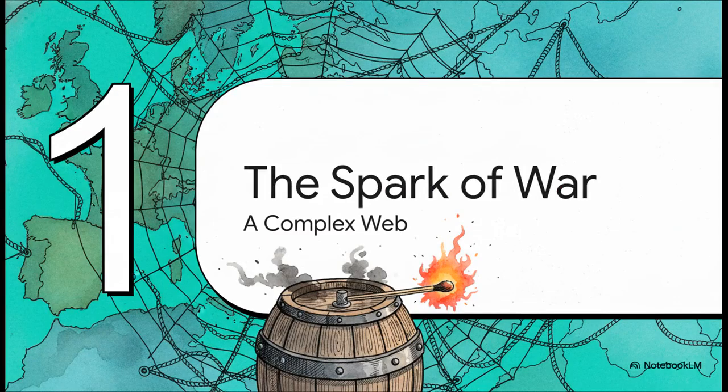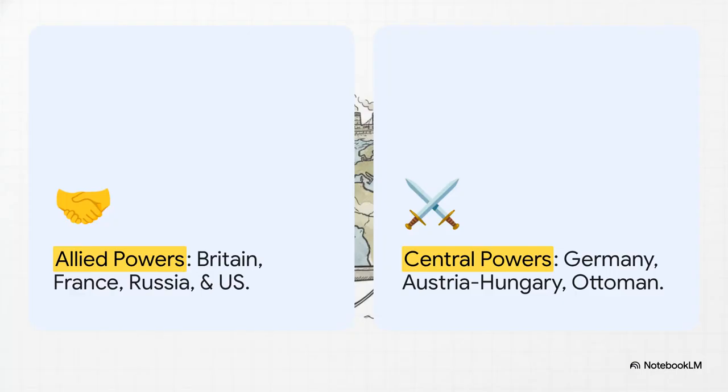Part 1. The Spark of Global War. To really grasp this, we first have to understand what the world looked like before the fighting actually began. And this brilliantly illustrates exactly what we're talking about. Before a single shot was fired, Europe was this highly complex, deeply entangled web of alliances. Honestly, it was a powder keg just waiting for a match.